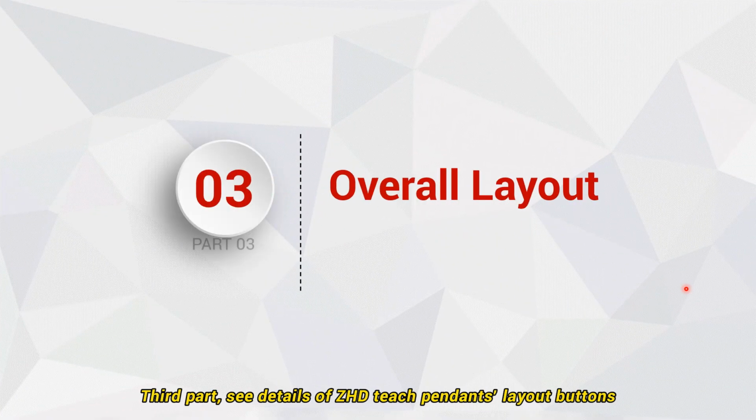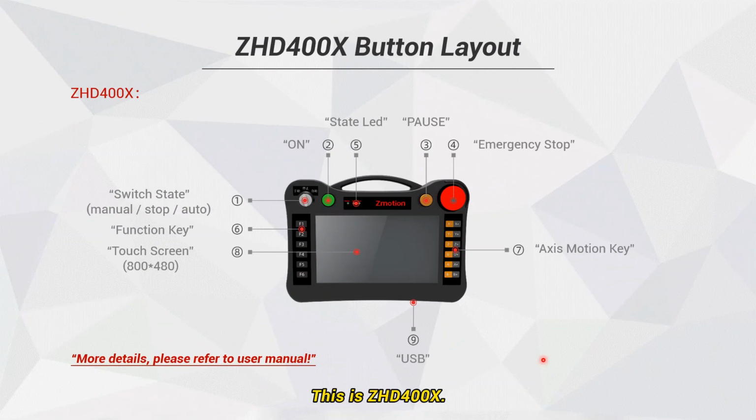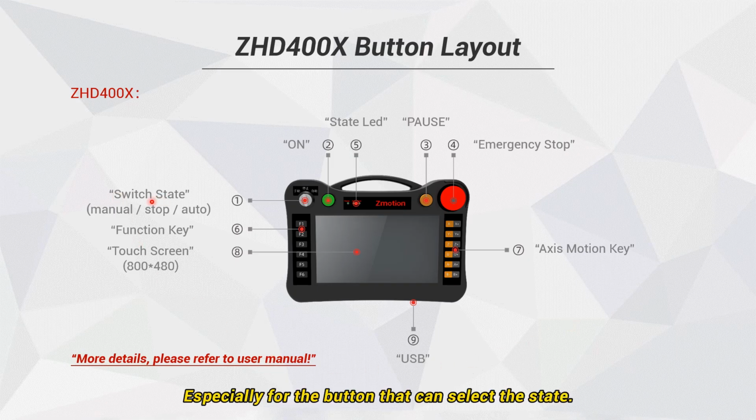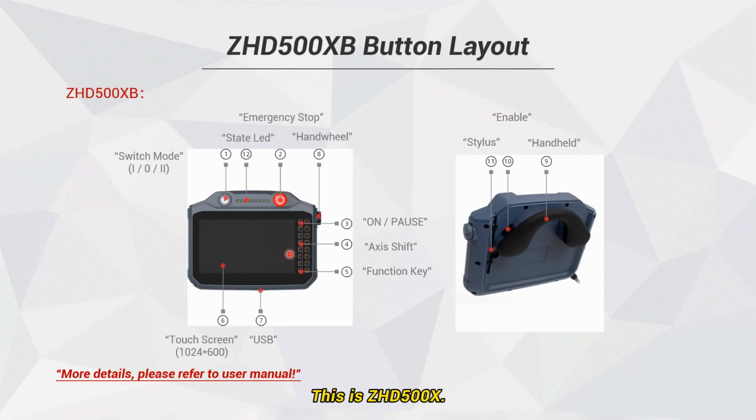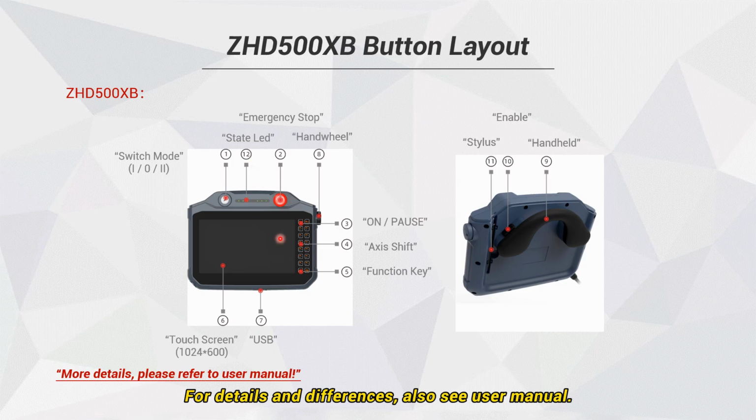Third part, see details of the ZHD Teach Pendants' button layout. This is ZHD 400X. 9 parts in all. For details, please see the user manual. Especially for the button that can select the state. This is ZHD 500XB. 12 parts in all. For details and differences, also see the user manual.